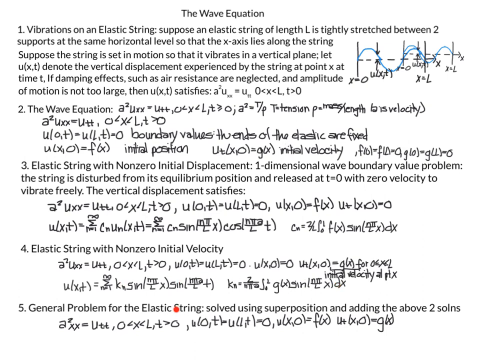The general problem for the elastic string, where we have both initial velocity and initial displacement, is just found by adding these two solutions together. Using superposition, we can add the two solutions together.